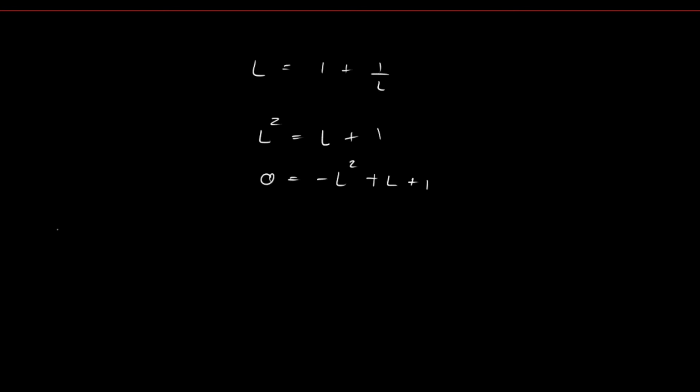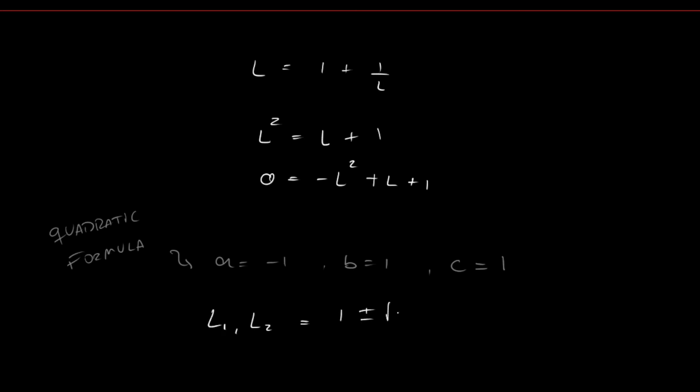So now we have to remember the quadratic formula. In this case, we would have that A equals minus 1, B equals 1, and C equals 1. And when we solve this using the quadratic formula, we get two results. And this is 1 plus or minus the square root of 5, divided by 2.